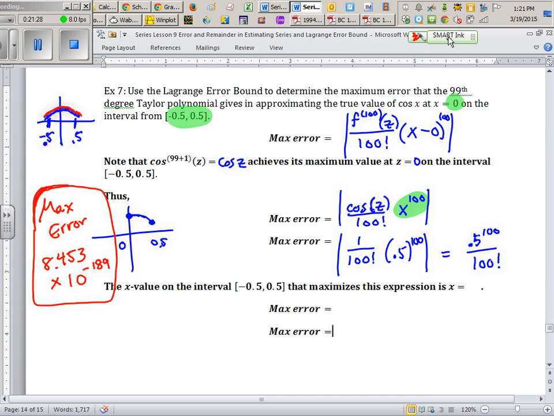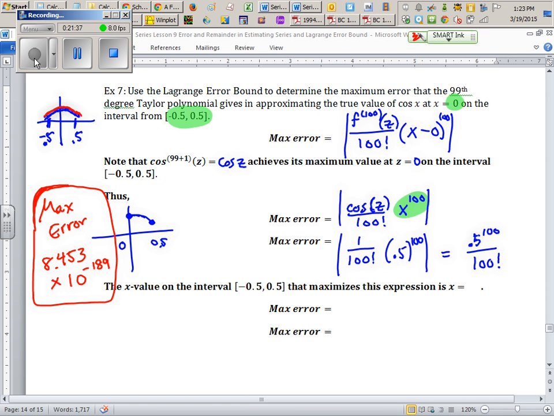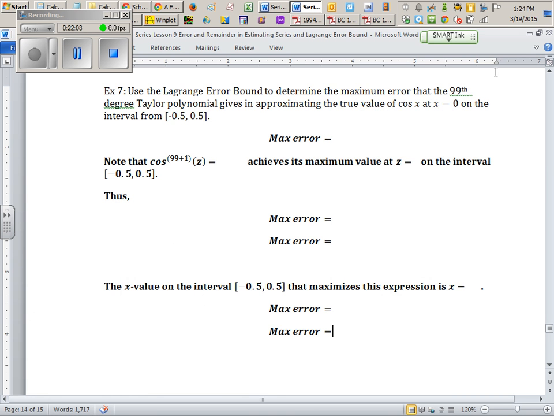Did you get it? 8.452 times 10 to the negative 189. Yes, right. Wolfram Alpha's a genius. Anyway, that's a tiny error. The max error will happen when x is 0.5 or negative 0.5, doesn't matter. 0.5 to the 100th over 100 factorial is 8.453 times 10 to the negative 189, aka no error. Pretty much nothing. Okay, let's go to our next example.